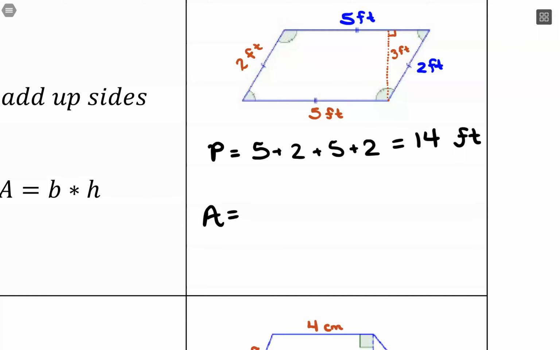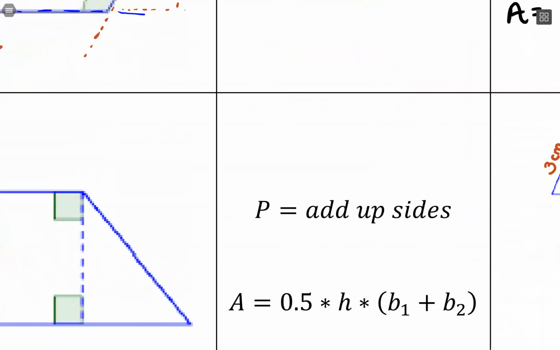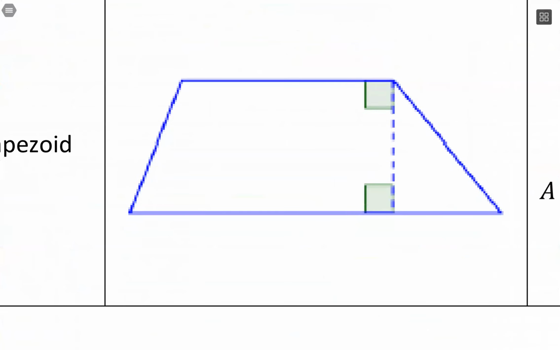And then for area, base times height, so you'll take 5 times, and then for height, just be really careful. Don't use the side length. You want to look at that perpendicular line that's falling in the middle of the parallelogram, so we'd use that 3 feet. So this would be 15 feet, and then should be squared. So that's our parallelogram. And then our last one that we're going to look at is trapezoid.